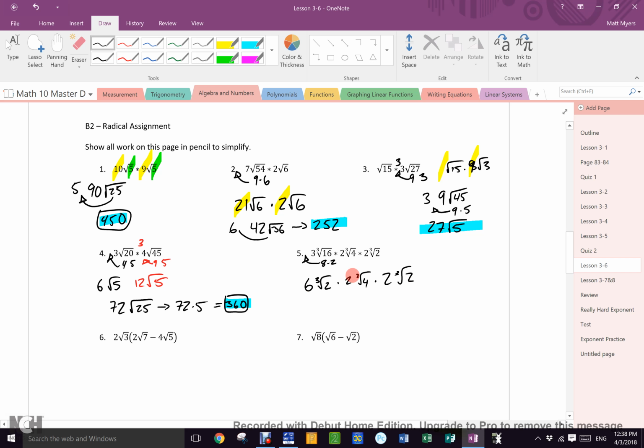What's 6 times 2? 12. What's 12 times 2? 24. Cube root. What's 2 times 4? 8. What's 8 times 2? 16. What do I need to do there? Simplify. We already simplified 16. It's 8 times 2. What happens to that 2? Comes out there, so I get 48 cube root 2. Everybody good?